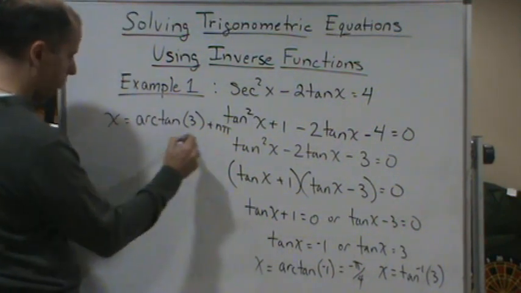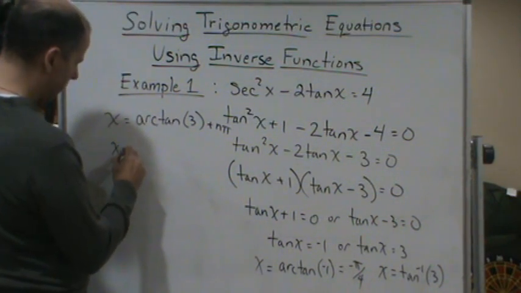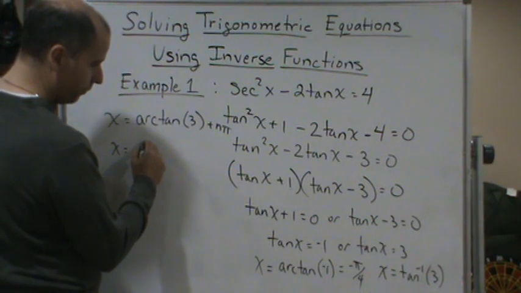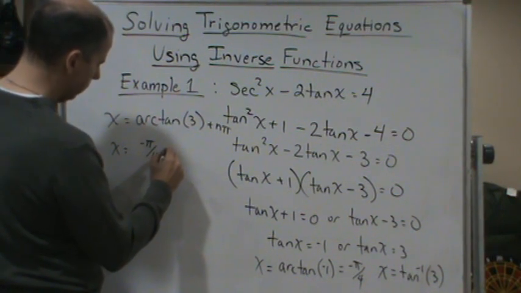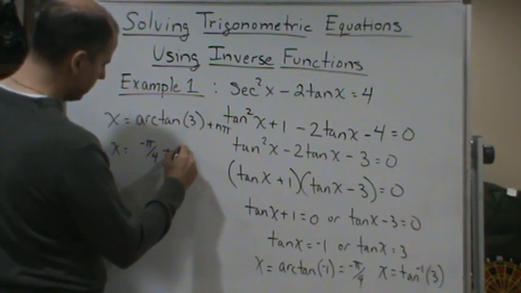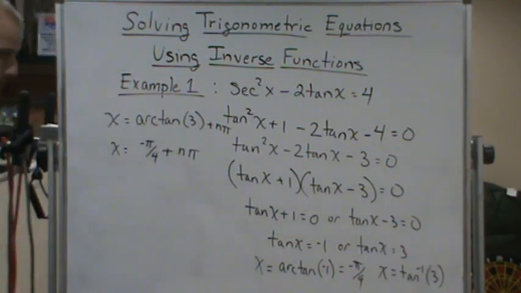And of course, we would also have x is equal to negative pi over 4 plus n pi. And that's it. Now, you can use the calculator to approximate the value of arctangent of 3.